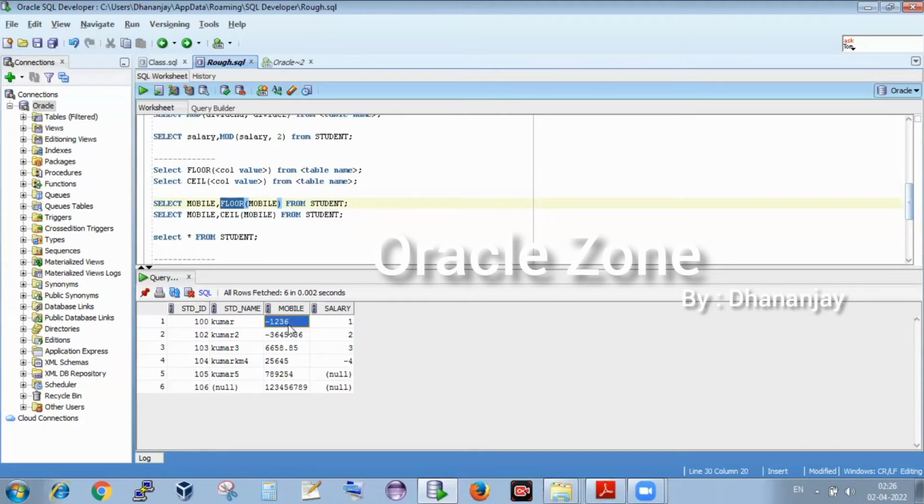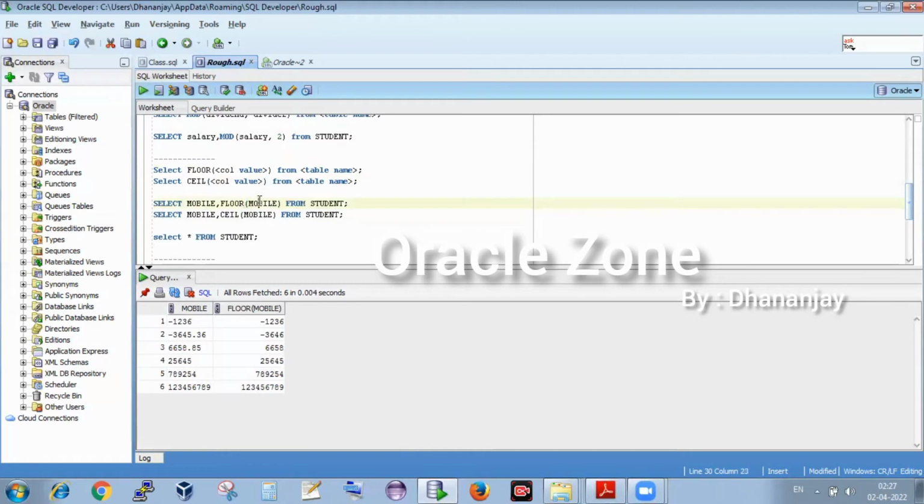Okay, it will return the lowest value, and ceil will return the nearest possible highest value. Ceil will return the nearest possible highest value, and floor will return the nearest lowest value. Its syntax will be like floor, you just need to put the column name, that's it. Select ceil, you need to put just the column name from the table. So let's execute it, then I think you will be able to understand.